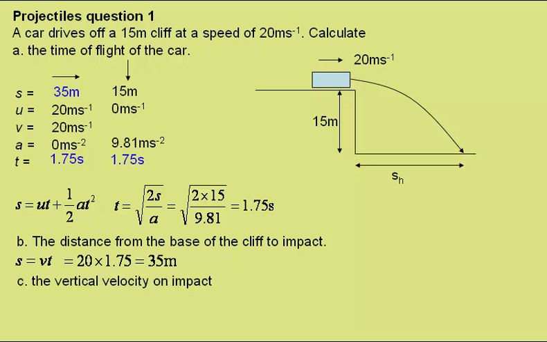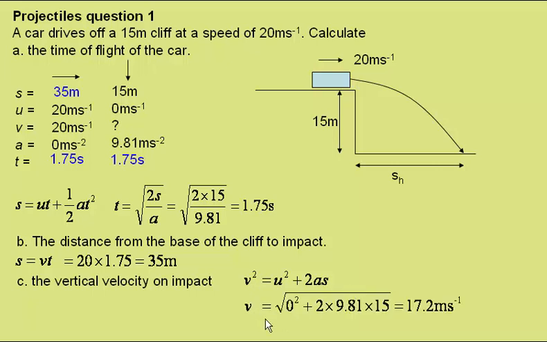Part C asks me to find the vertical velocity on impact. That's this term. Now I'm going to use the equation of motion v squared equals u squared plus 2as. I could equally use v equals u plus at, but that would use my rounded figure of t here, so I might as well use all the data I was given.